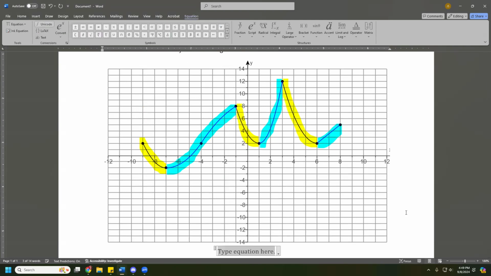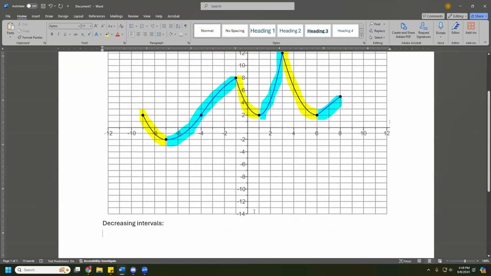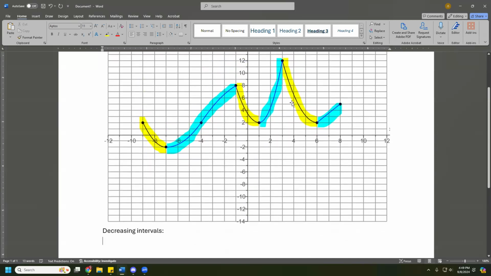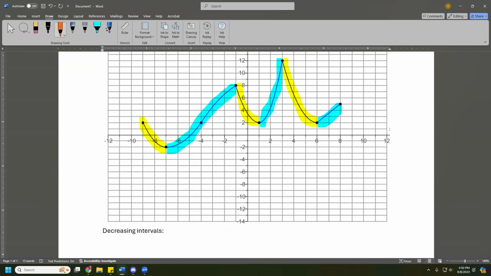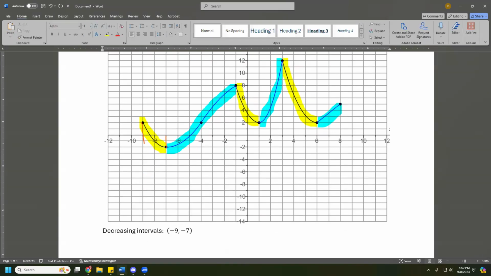Okay, so first up, my decreasing intervals. All right, so I labeled everything on my graph as either increasing or decreasing. This is all of the yellow. So first up, I would need to ask myself, where does the yellow start from left to right? It looks like my yellow starts right over here at the value of -9. And it looks like it ends at -7. So my first interval is from -9 to -7.